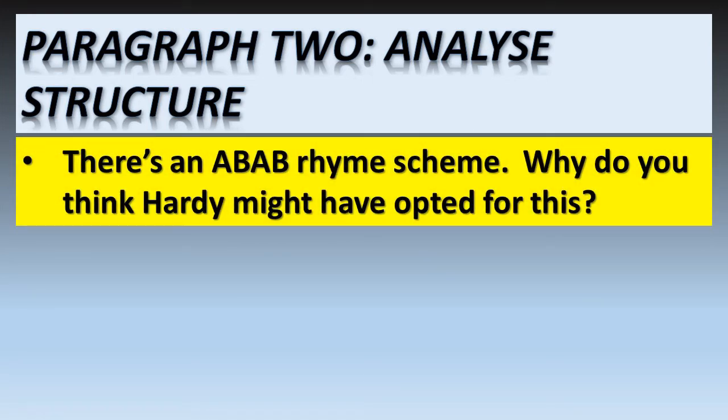So there's an A-B-A-B rhyme scheme. Why do you think Hardy might have opted for this? It is about one person and another in opposition with each other, in conflict. So you can explore that idea perhaps, but you might have your own reasons for the rhyme scheme according to Hardy. So you're welcome to come up with your own interpretation.